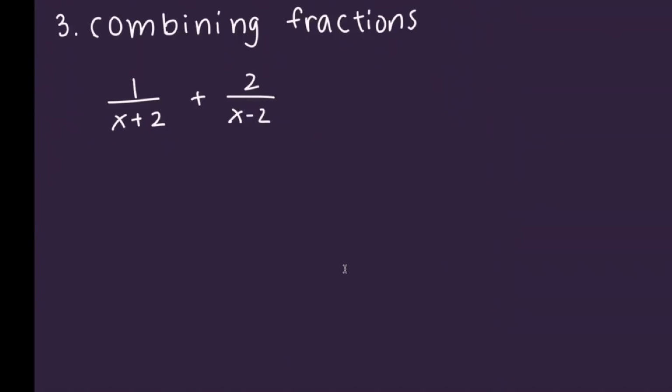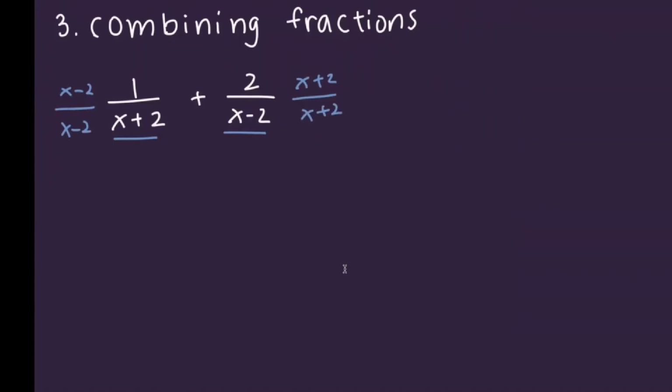We have 1 over x plus 2 plus 2 over x minus 2. So here, to get the common denominator, we just find the product of the two denominators. So on the left side, we would multiply top and bottom by x minus 2. And the other side, we multiply by x plus 2.